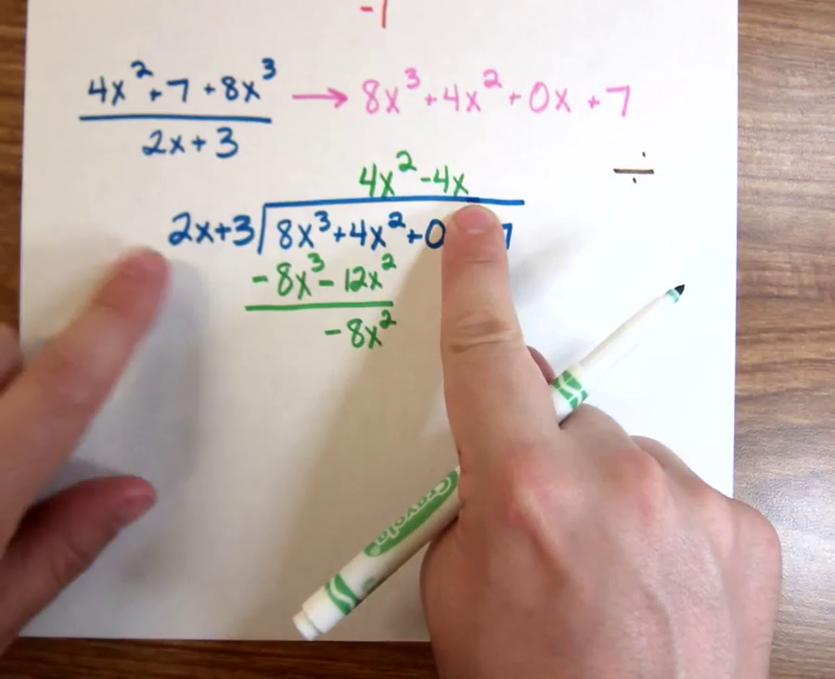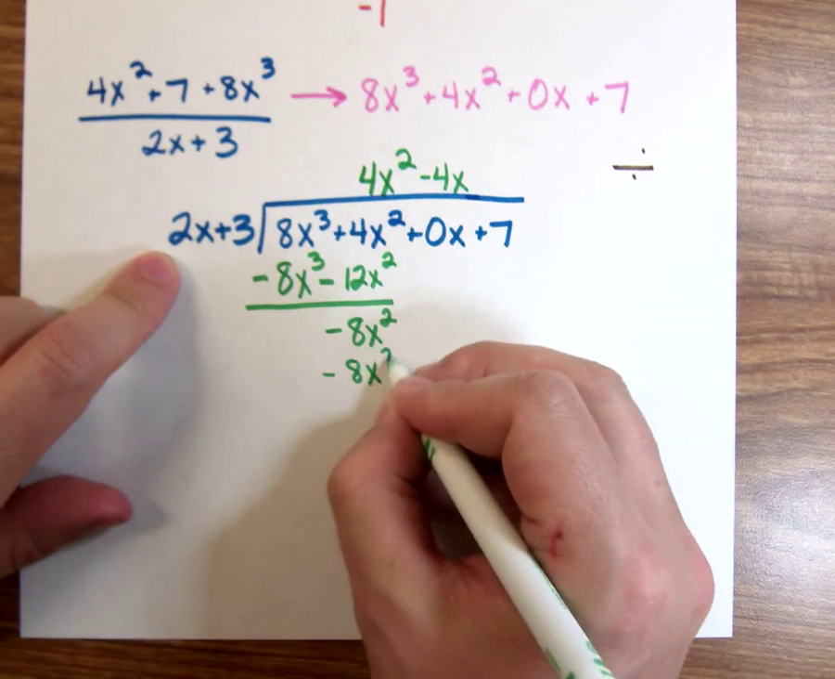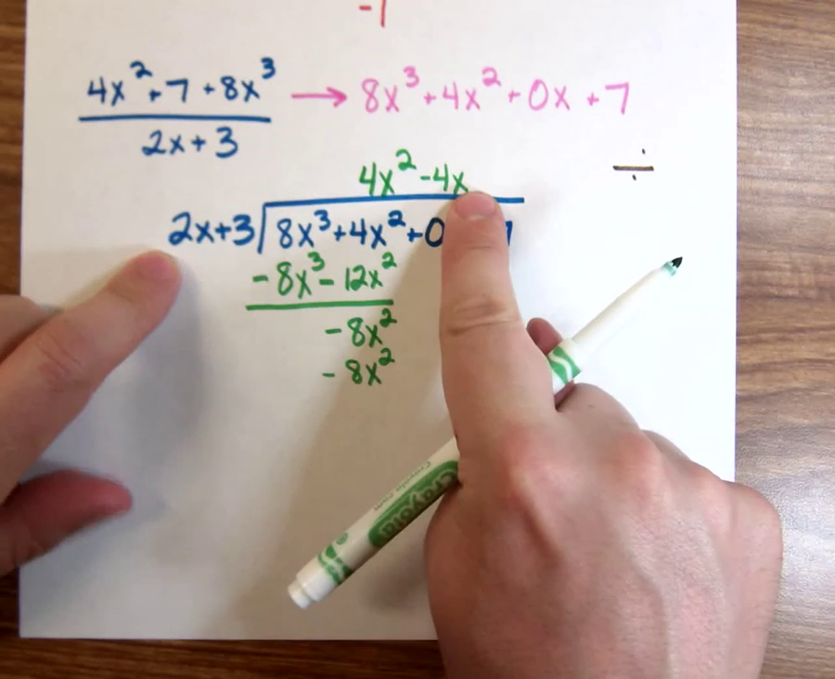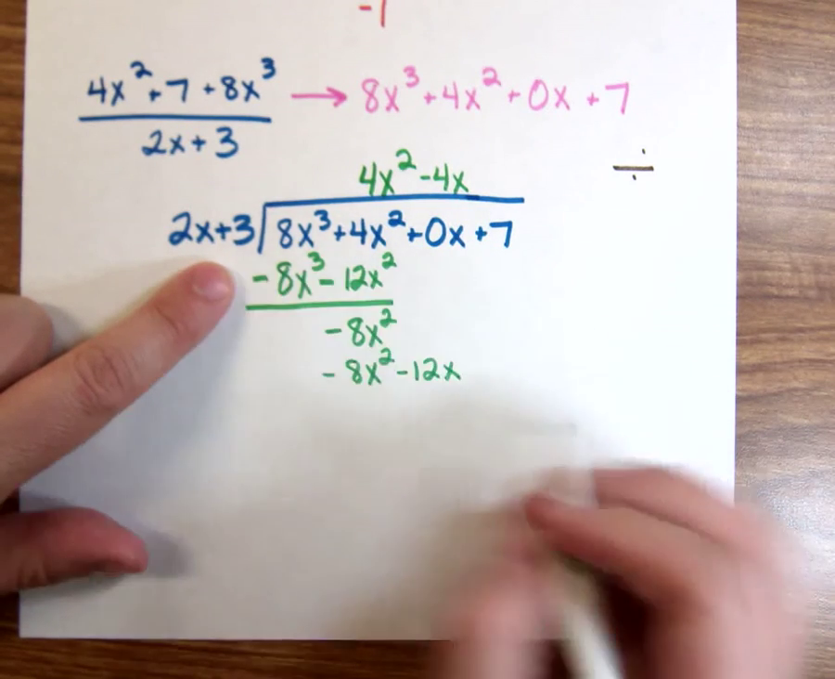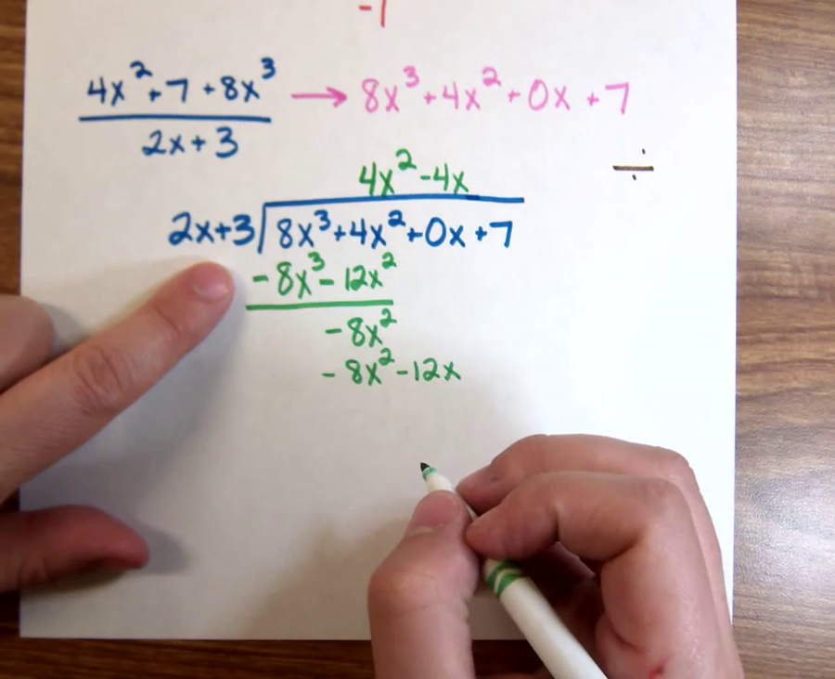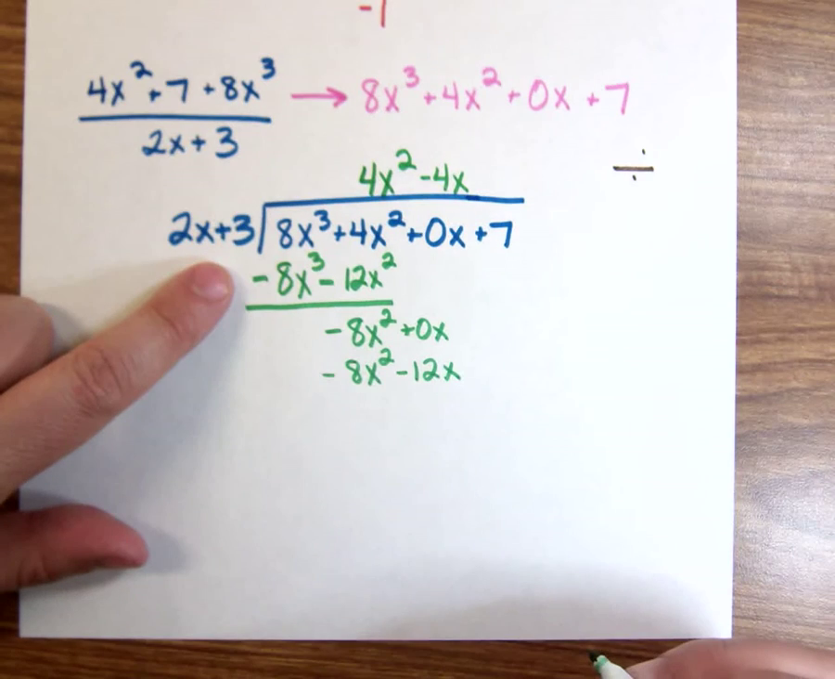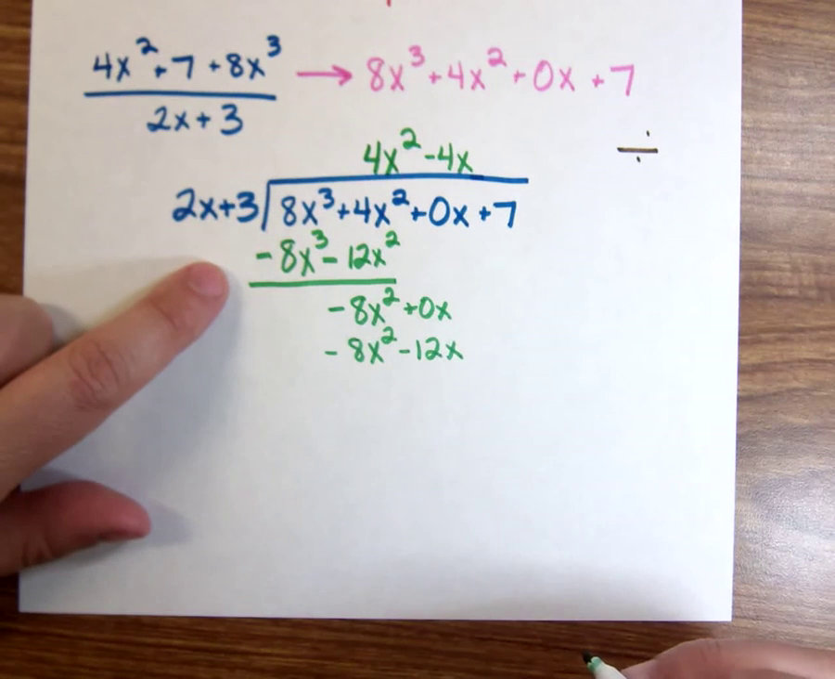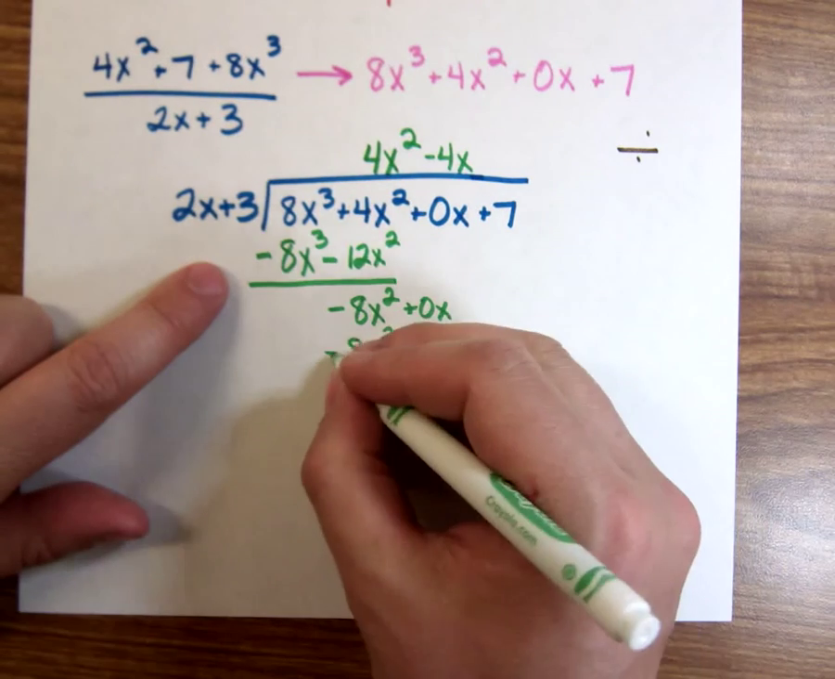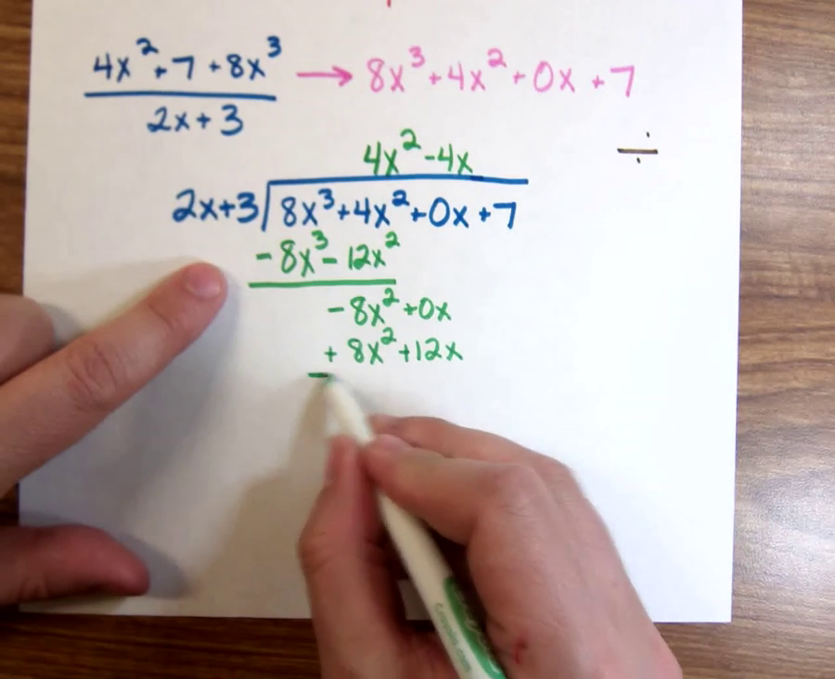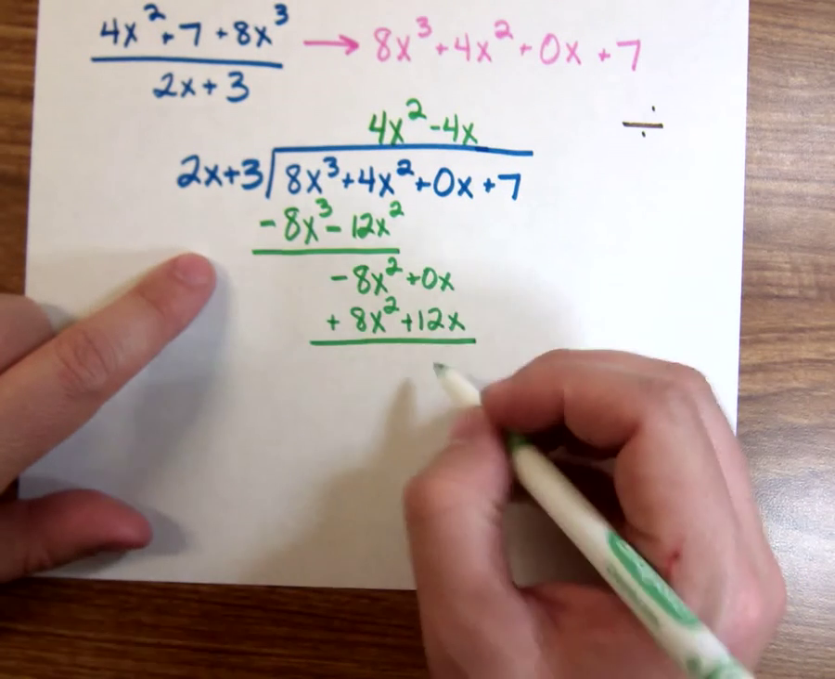Negative 4x times 2x is negative 8x squared. And then negative 4x times 3 is minus 12x. Oop, we forgot a step. What did we forget? I missed one. Forgot to bring down the 0. Sorry about that. And then we subtract. Now these are both already minus signs, and when you subtract the negative, they become pluses, which is good news. The 8x squareds are gone, and 0 plus 12 is 12.